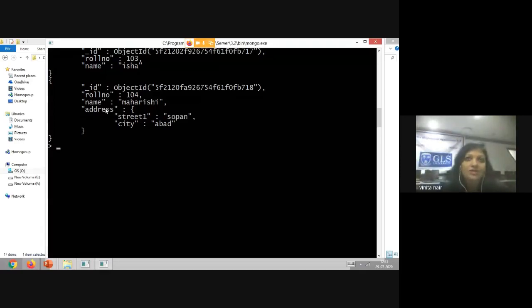It can have more than one key value pair. तो वही चीज मैंने यहाँ पे किया है. My address can have street 1, that is Sopan, and my city is Ahmedabad. Okay. Now that type of data is also accommodated over here.